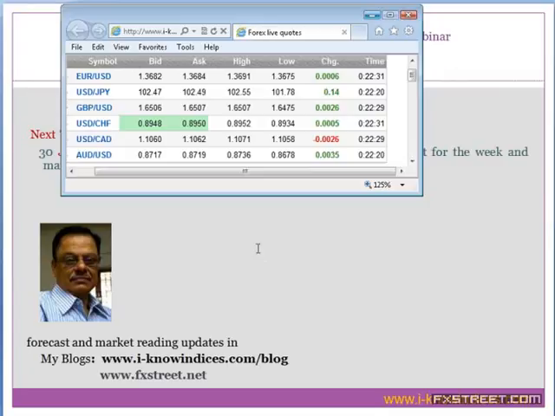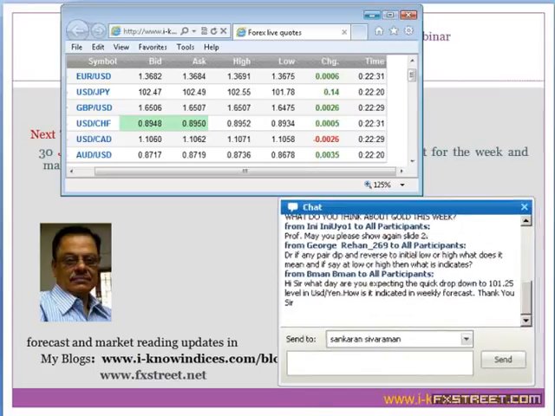Then Demand. What day are you expecting the quick drop down to the 101.25 level in USD yen? The USD yen drop could be seen tomorrow or early part of the day after tomorrow before making a quick rise after FOMC.